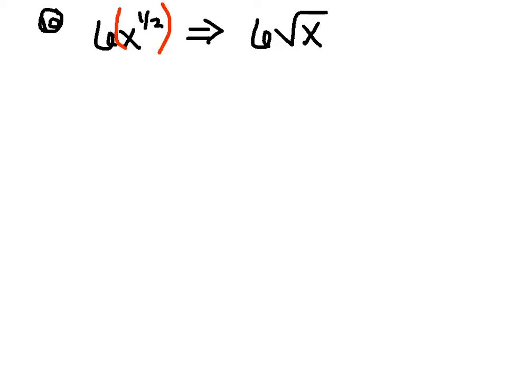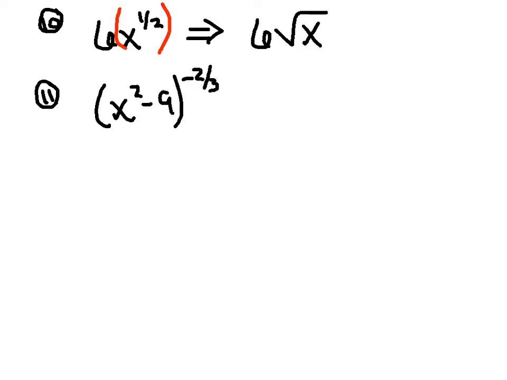Again, the 2 as the index is an invisible 2, and the 1 as the exponent is an invisible 1. Those are numbers we usually don't write. If you did write them, it wouldn't be wrong, but we just customarily don't write them. Example number 11 says, let's take the quantity x squared minus 9 and raise that to the negative 2/3 power.